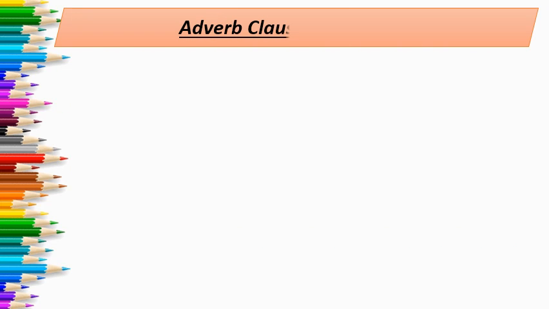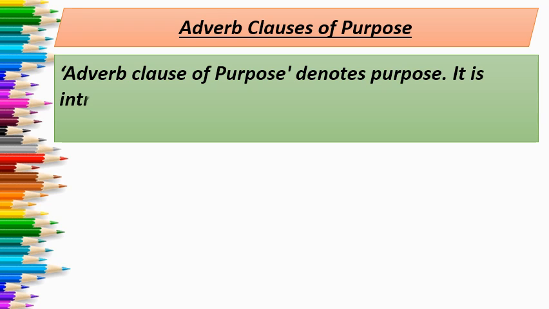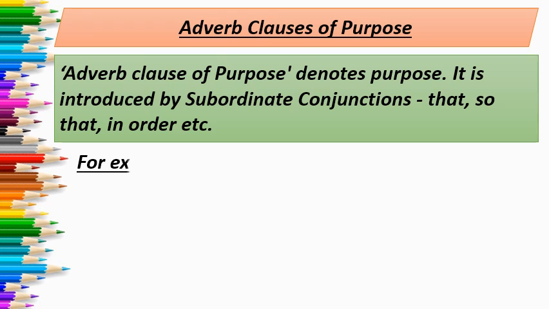So now let us see another kind of adverb clause, that is adverb clauses of purpose. An adverb clause of purpose denotes purpose. It is introduced by subordinate conjunctions like that, so that, in order, etc. It answers the question for what purpose when it is asked to the verb in the main clause. So let us see some examples to clarify it.